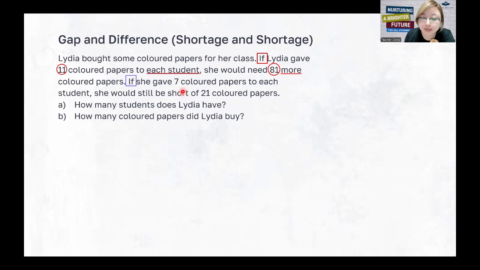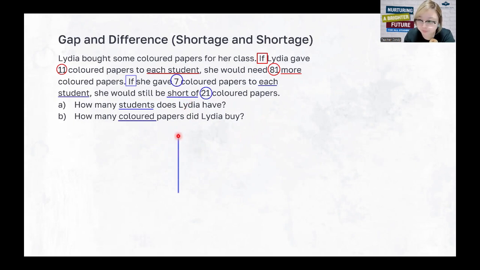If she gave 7 colored papers to each student, she will still be short of 21 colored papers. Now she tried to give fewer papers to each student, but then she is still short of 21 colored papers. So how do we draw the models? Before that, let's take a look at the questions given. How many students does Lydia have, and how many colored papers did Lydia have? We don't know how many students, and we don't know how many colored papers as well.